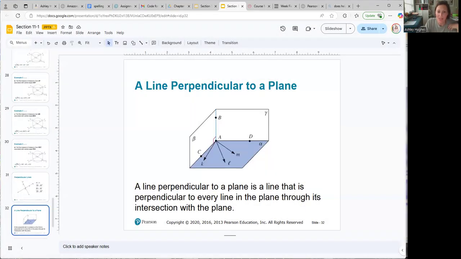A line perpendicular to a plane is a line that is perpendicular to every line in that plane. So like this line right here, AB is perpendicular to every single line in that plane alpha, which I think makes sense if you have a 3D shape like this. So if I was to stand up another piece of paper here, any line that I would draw on this piece of paper is going to be perpendicular to the plane below, no matter where it is. Any line on this piece of paper is going to be perpendicular to this one, if these two planes are perpendicular.